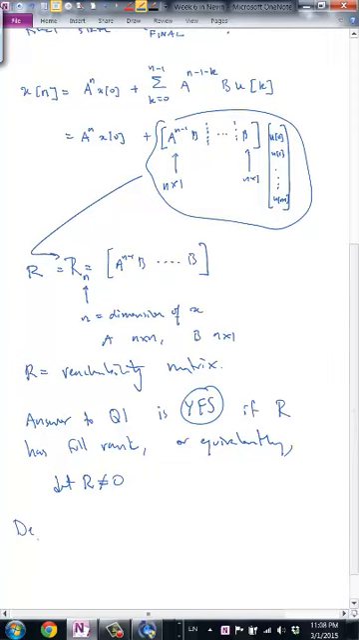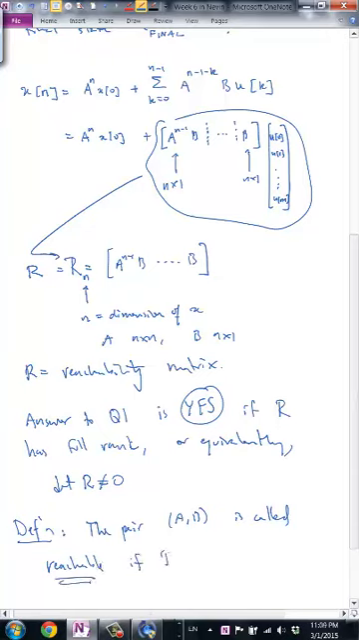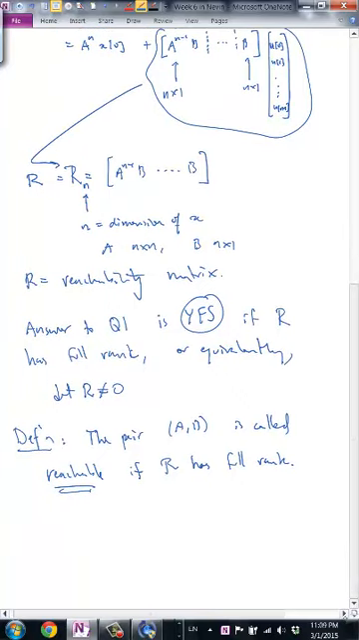So this led to the following definition. The pair A, B is called reachable if the matrix R has full rank. And note that really this is a property of both A and B together.